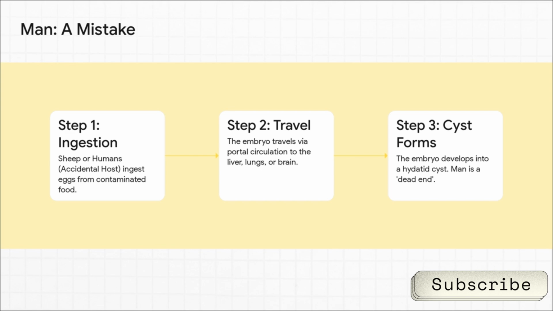Okay, now for the intermediate hosts. The sheep is the typical player. But this is also where we, humans, accidentally crash the party by swallowing the parasite's eggs. And the mnemonic for our role? It's a little harsh, but you'll never forget it. Man is a mistake. Think about it. For the parasite's life cycle to continue, a dog would have to eat our infected organs. Since that doesn't happen, the cycle just stops with us. We're a dead end, a mistake in the parasite's master plan.